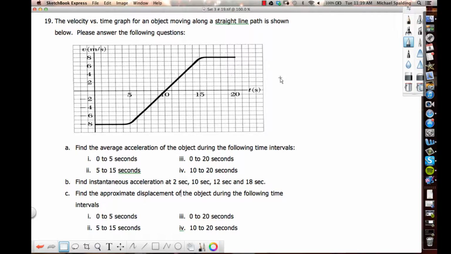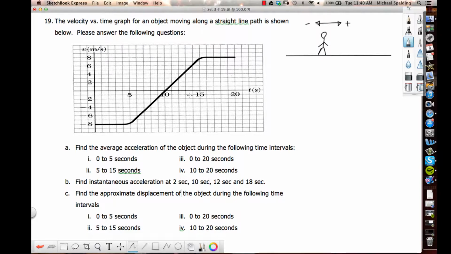All right, so let's go through all three of these, A, B, and C. So we have a velocity time graph. This is for an object moving in a straight line. So here's what you want to think about. Let's say it's a car, or let's just say it's a guy, okay, and to the right is plus, to the left is minus.